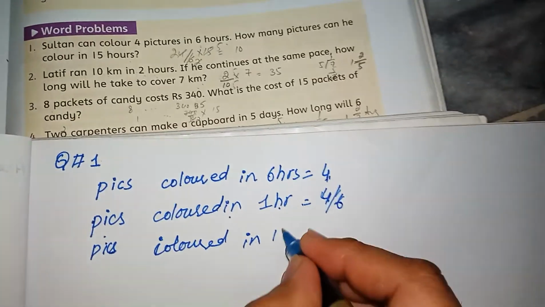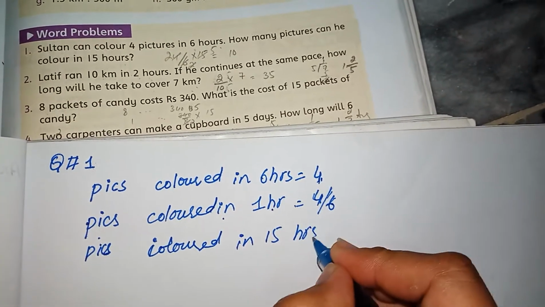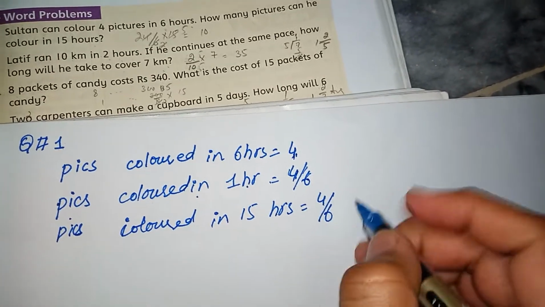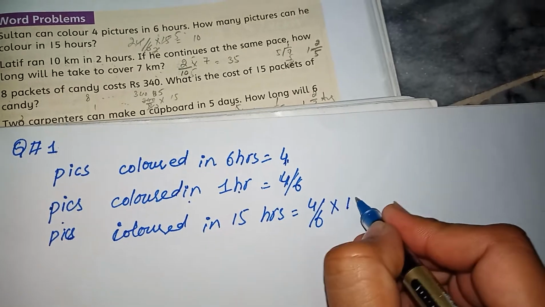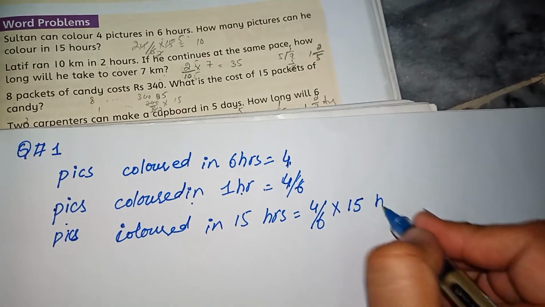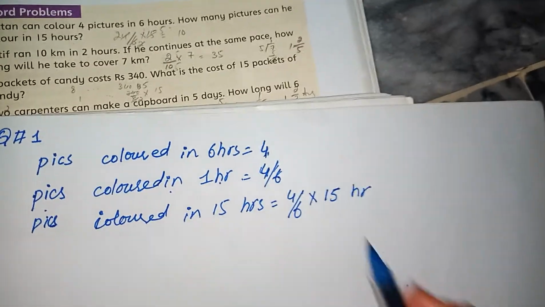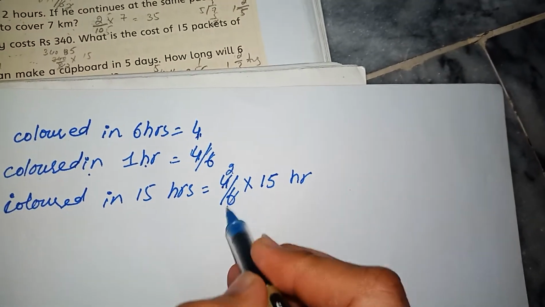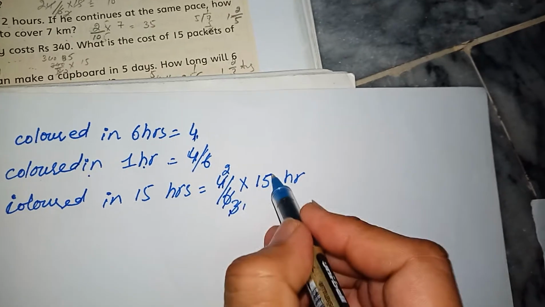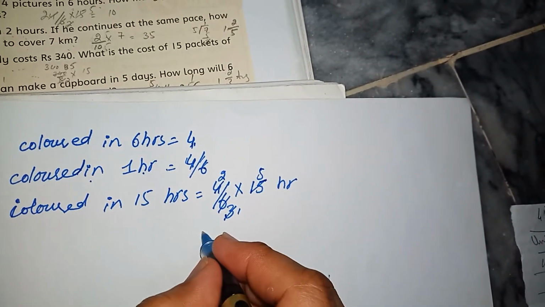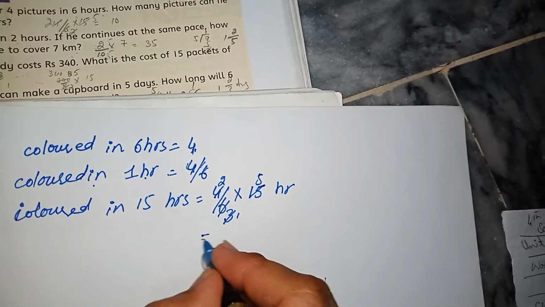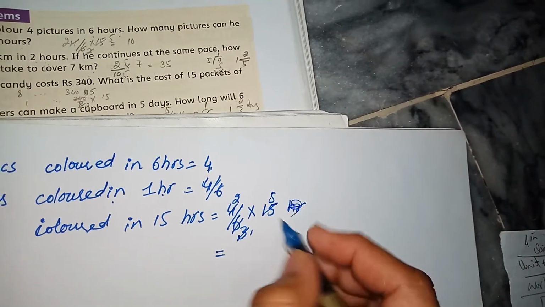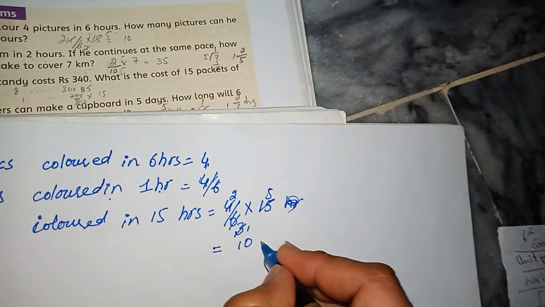in 15 hours. So we will divide this number by 15 hours to know the right amount. Now we will cancel it. 2 2s are 4, 2 3s are 6, 3 1s are 3, 3 5s are 15, and pictures colored in 15 hours, 5 2s are 10, 10 pictures.